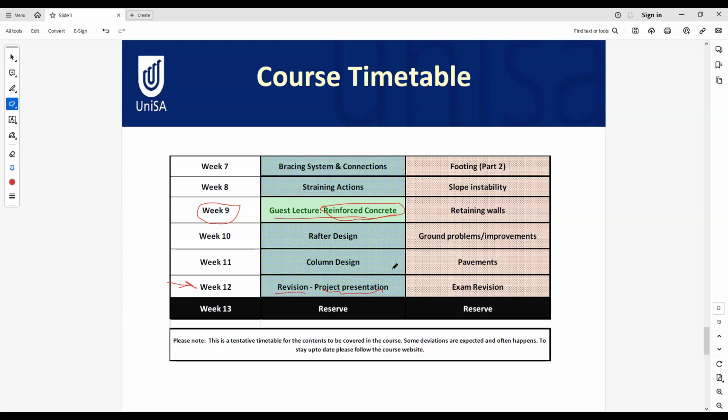For the project, some portion of the project weight will be on the oral presentation of the project. And also in week 12 of the substructure part, we will have a revision lecture about the final exam. Okay?